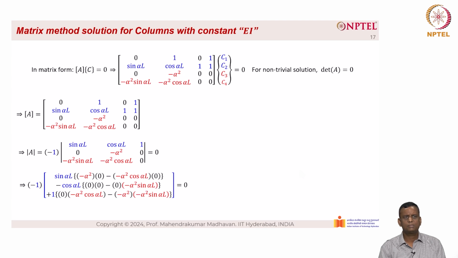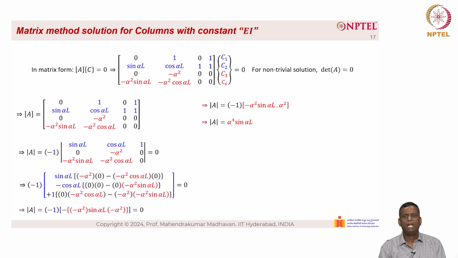The third term is you have 1 into 0 into minus alpha square cos alpha L minus of minus alpha square into minus alpha square sin alpha L. So the first two terms are 0. The third one is actually the one that survives. So we have minus 1 into minus of minus alpha square sin alpha L into minus alpha square is equal to 0. So we have here minus 1 into minus alpha square into sin alpha L into alpha square.